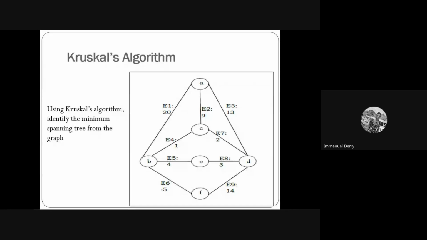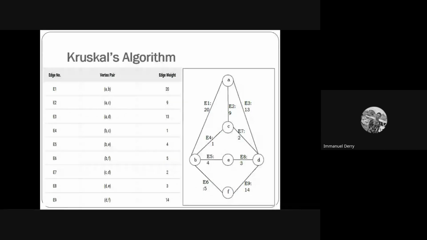So given this particular graph here, we are asked to use Kruskal to demonstrate how we can get the minimum spanning tree from it. So we have the edge names. This is edge 1, this is edge 2, this is 3, 4, up to the last one. And each of them has weights. This is 20, this is 9, this is 13, this is 2, this is 1, this is 4, this is 3, 14, and then 5. So we've numbered all the edges, and then we've assigned the various weights to them.